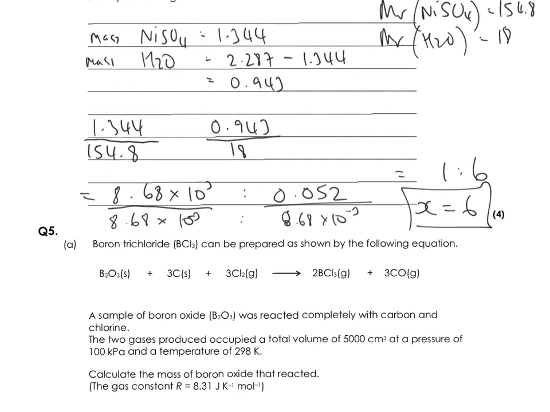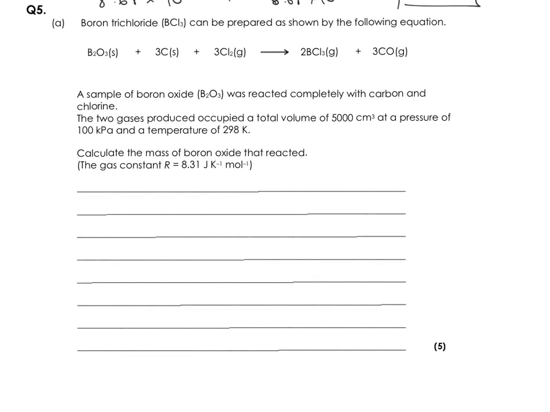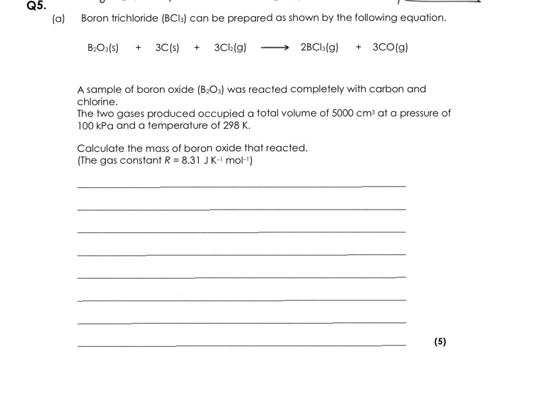And the second question down here says boron trichloride can be prepared by showing that equation. A sample of boron oxide was reacted completely with carbon and chlorine. The two gases produced occupied a total volume of 5,000 centimeters cubed. Calculate the mass of boron oxide that reacted. So whilst this is an ideal gas equation question, we are going to follow Mr T to work out moles, ratio and triangle. It is a moles question in the end because we're working out the mass of the boron oxide that reacted.